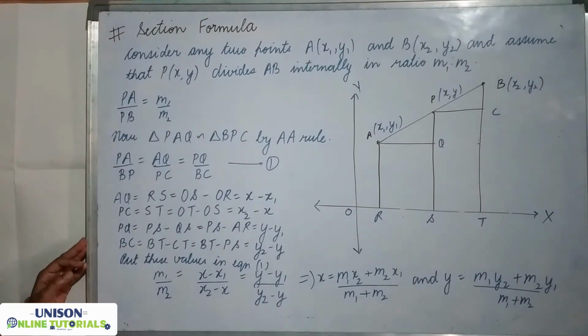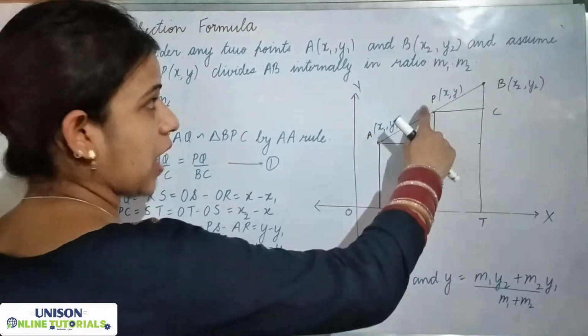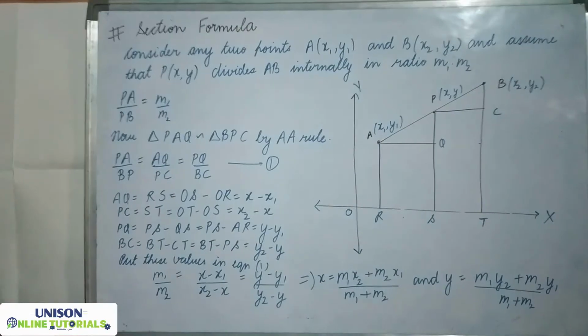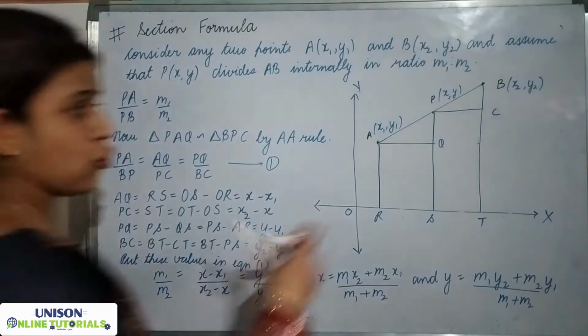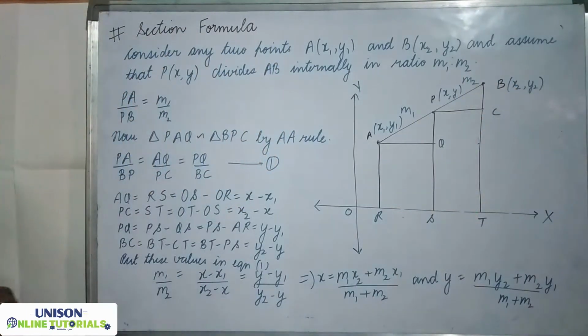We are going to discuss the second formula, that is the section formula. This formula is used to find the ratio between any two points when they are divided by a given point. For example, consider any two points A and B, and we are assuming that this point P divides AB internally in the ratio M1:M2. So we can simply find the ratio, that is M1:M2, using the section formula.